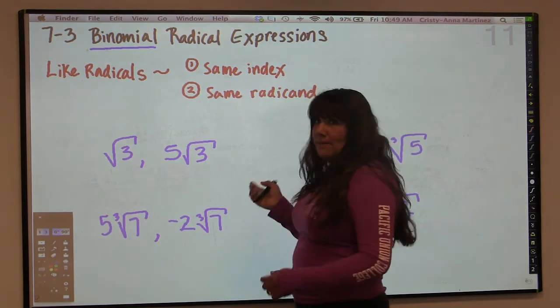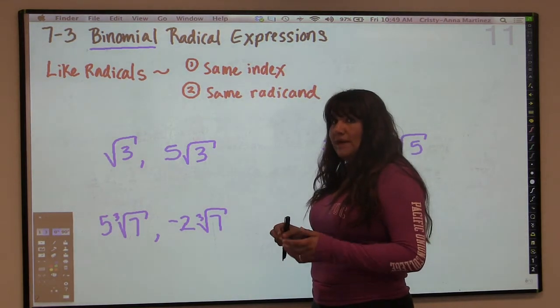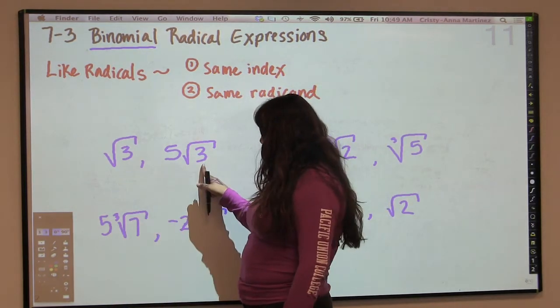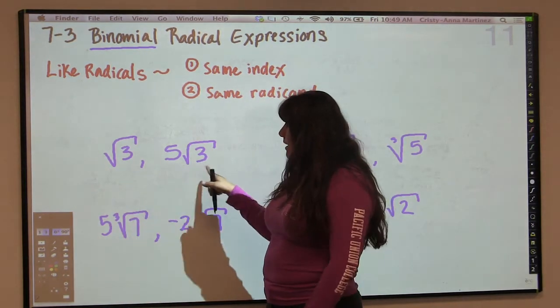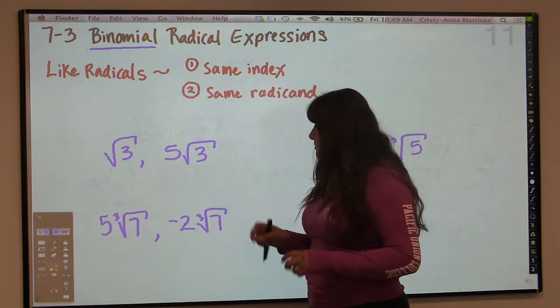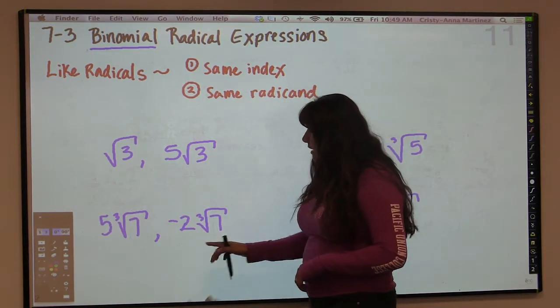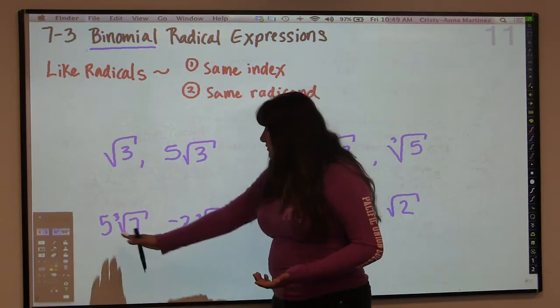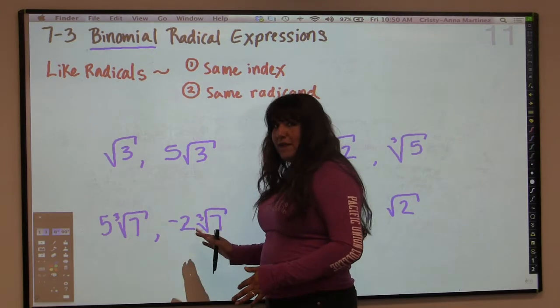The radicand, if you remember from the last section, is what is underneath the little house. So in this case, you have a 3 and a 3. So these two radicals are what we would call like radicals. And also here we have a 7 and a 7. They're both index of 3. So it doesn't matter that one's a 5 and one's a -2. These are considered like radicals.